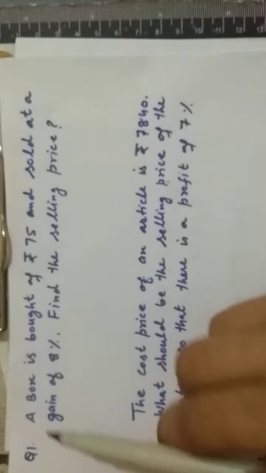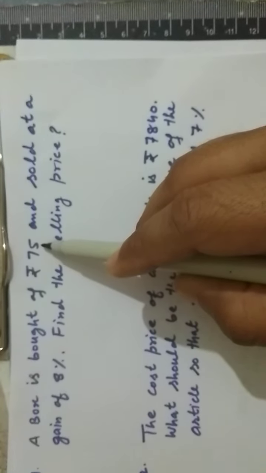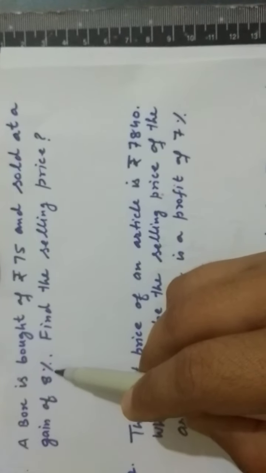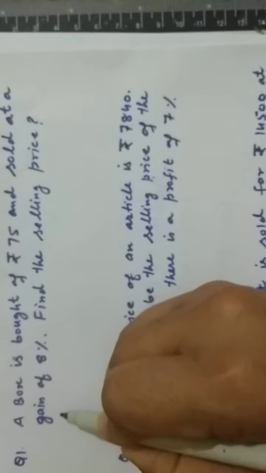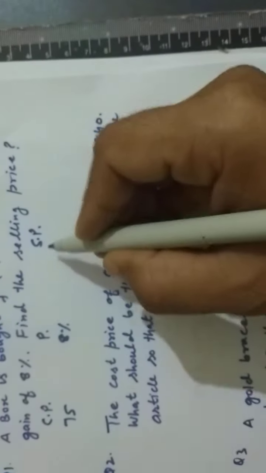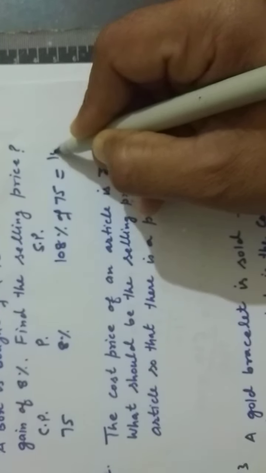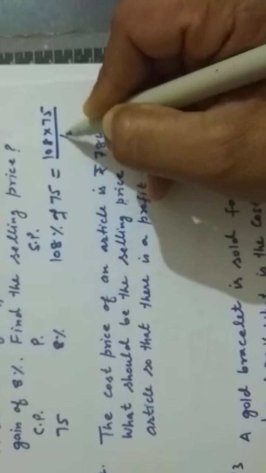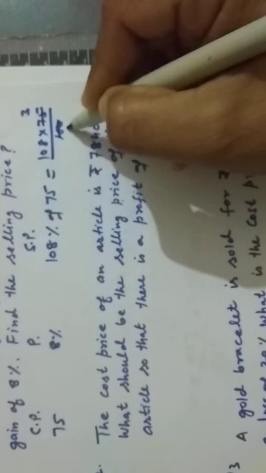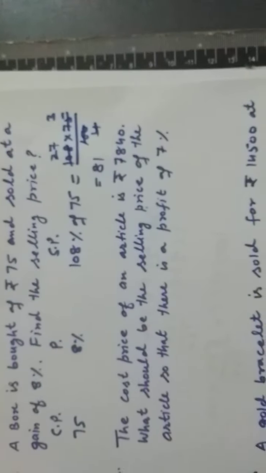Let us take a few examples. A box is bought for rupees 75 and sold at a gain of 8%. Find the selling price. So cost price is given, 75 rupees, profit is 8%, and we have to find selling price. So selling price is 108% of 75, that is 108 into 75 upon 100. We can easily calculate this, that is equal to 81 rupees. So within seconds we can find the answer.